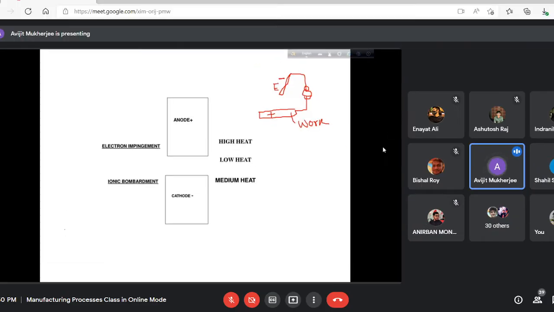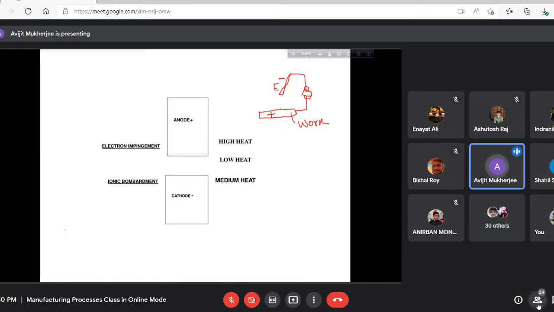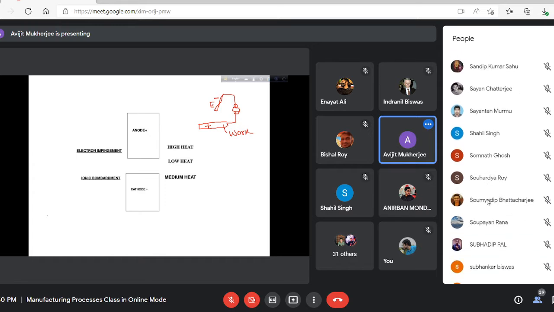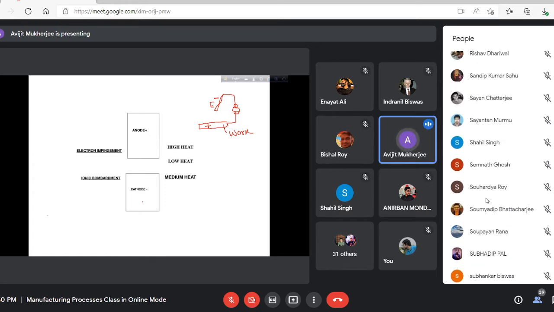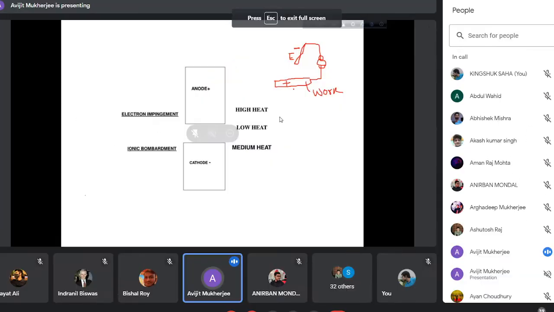Now, if these are the terminals or polarity, the job is connected with the positive pole, that is the anode. The electrode is connected with the cathode terminal. So where will the maximum heat be generated? On the work surface. If maximum heat is generated on the work surface, what will happen?